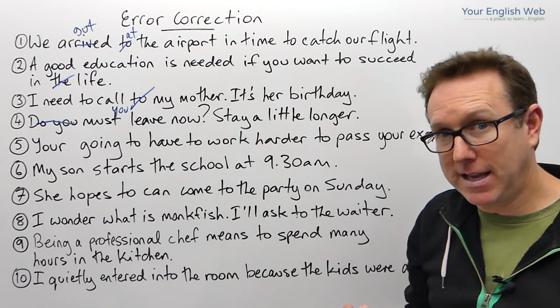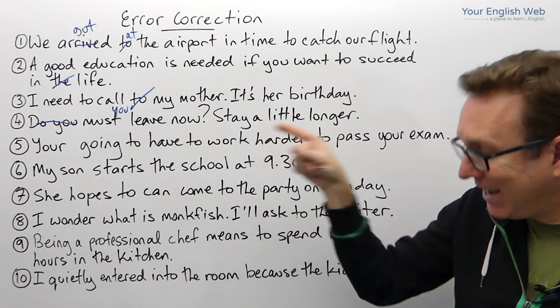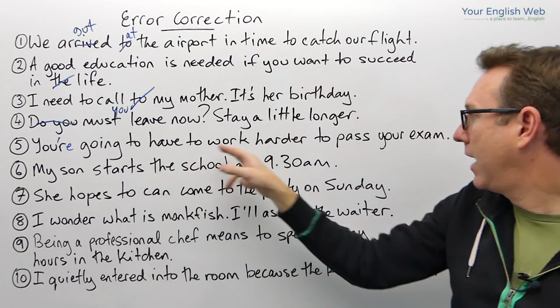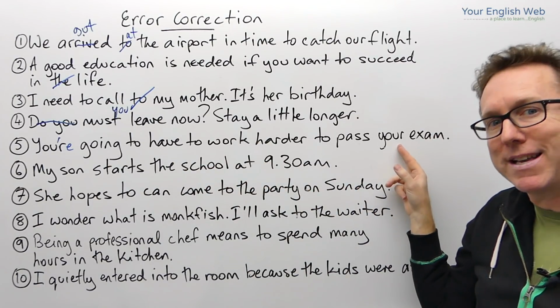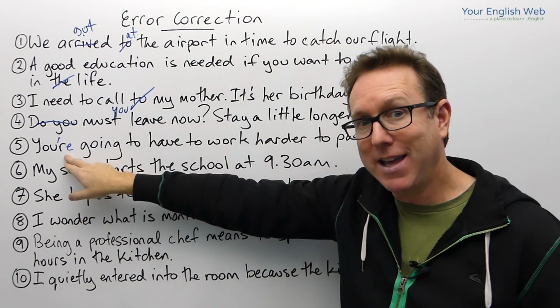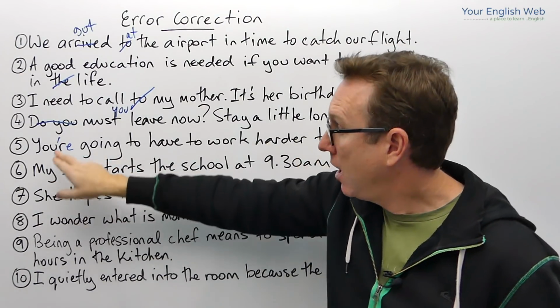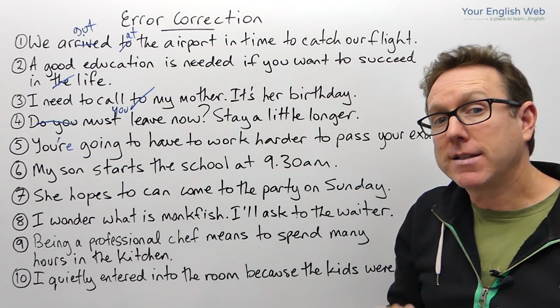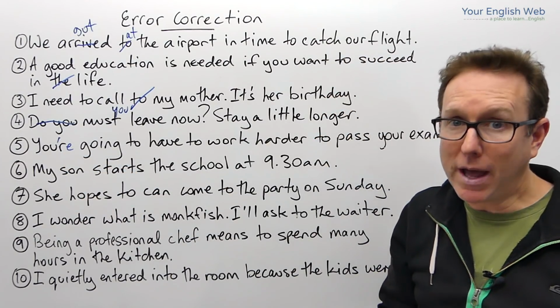It sounds the same, your and you're, but we need to change it. You are going to have to work harder to pass your exam here. So you are, not your, okay? You are, two words, but we put the apostrophe RE on the end. As I said, the pronunciation's the same, you're and your.